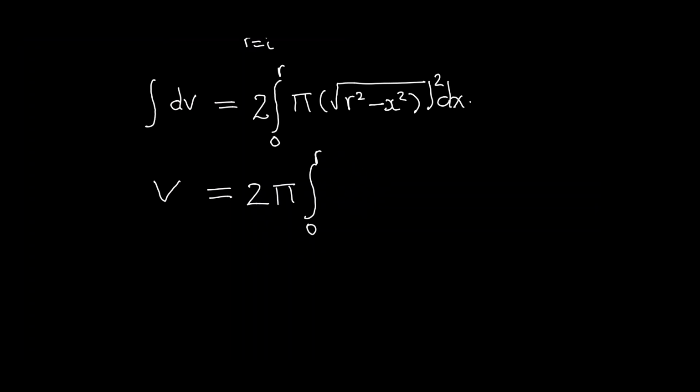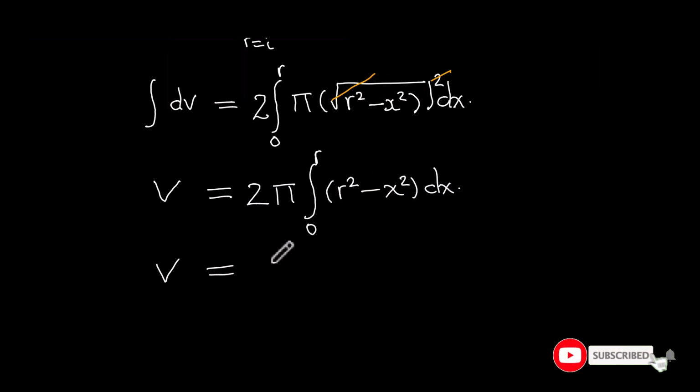And therefore, you can see here that this square root will cancel with the square here, and what is left here is only r squared minus x squared with respect to x. Now here this r is not x, therefore it is behaving like a constant. So integrating a constant is simply attaching the variable with respect to which we are integrating. So let's do that and make our integration.